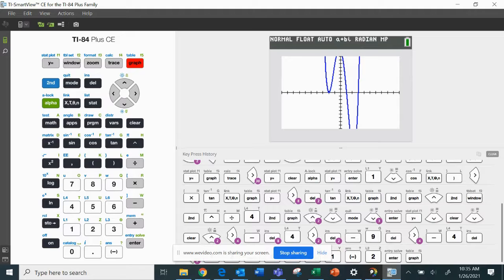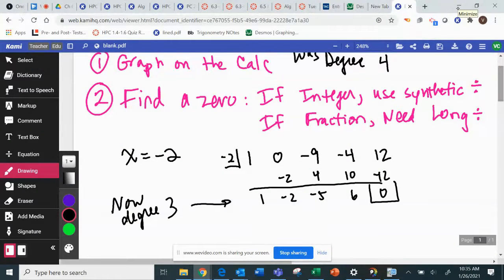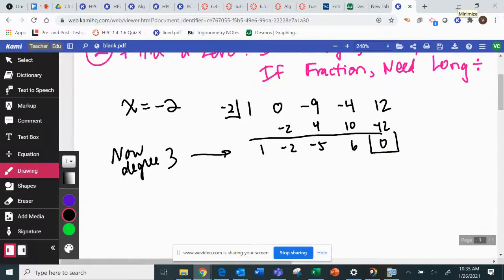-2 a second time, because we see that the graph bounces at -2, meaning there is a multiplicity, that -2 happens more than once. So I'm going to do -2 a second time, and I just go off of the answer that I got when I did it the first time. That's not right. What did I do wrong? Oh, yep. Thank you.